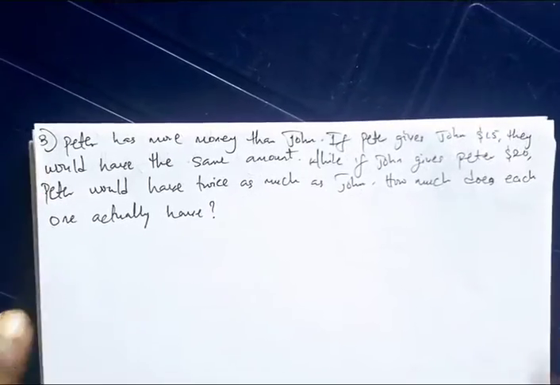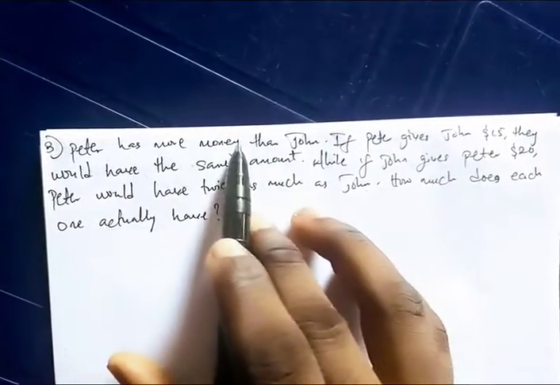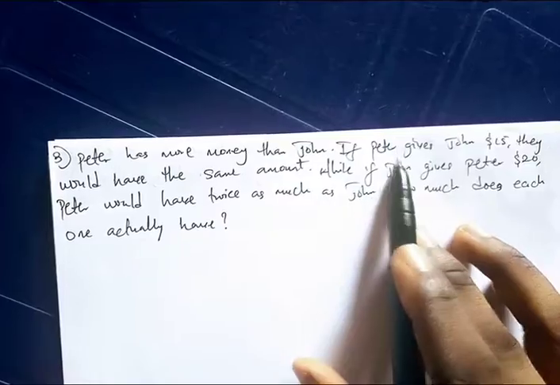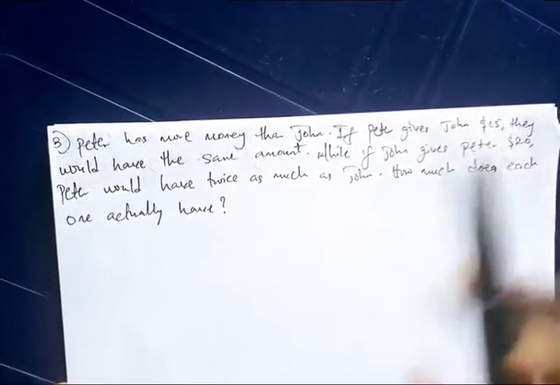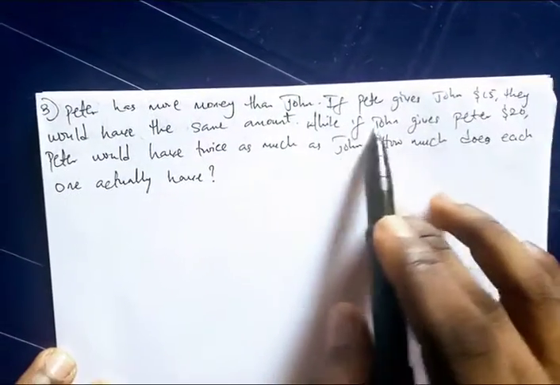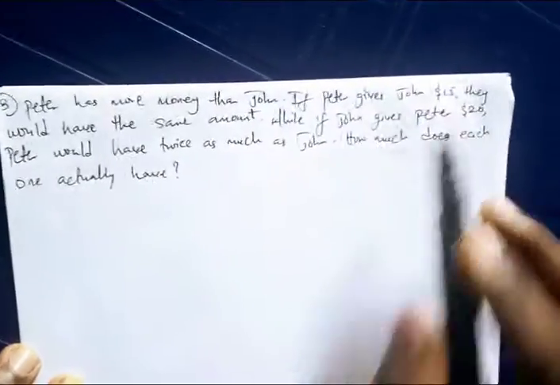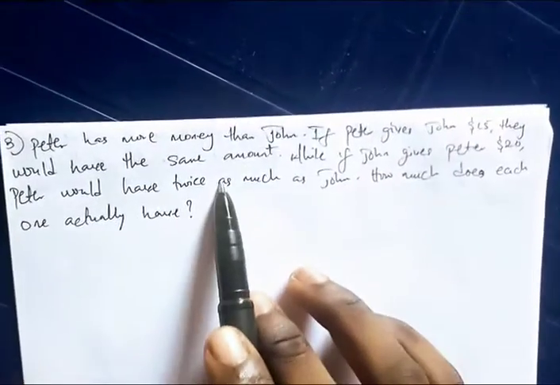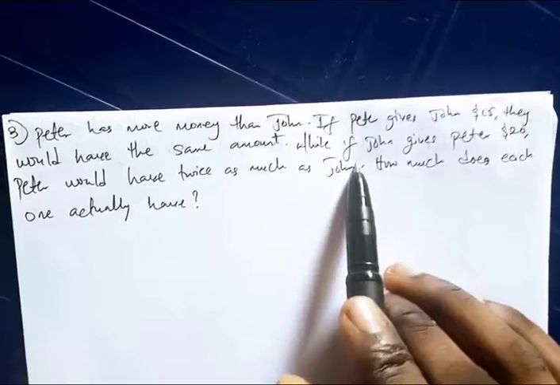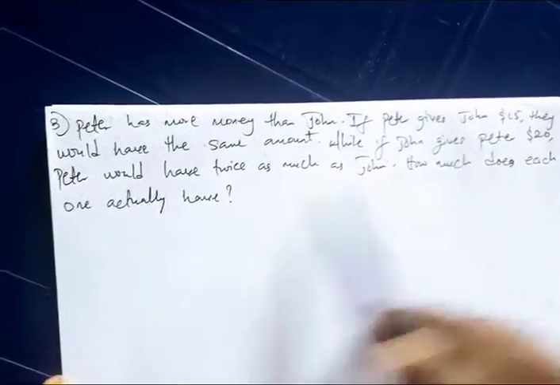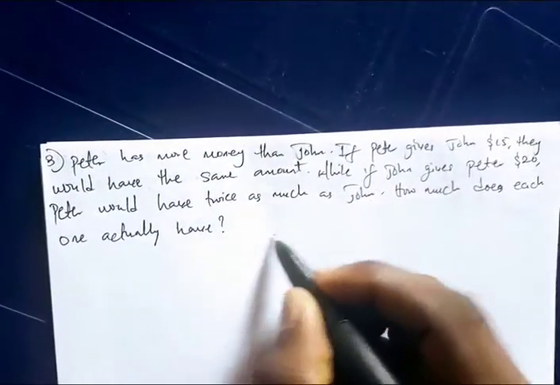Now the third question says, Peter has more money than John. If Peter gives John $15, they would have the same amount, while if John gives Peter $20, Peter would have twice as much as John. How much does each one actually have? So, solution.